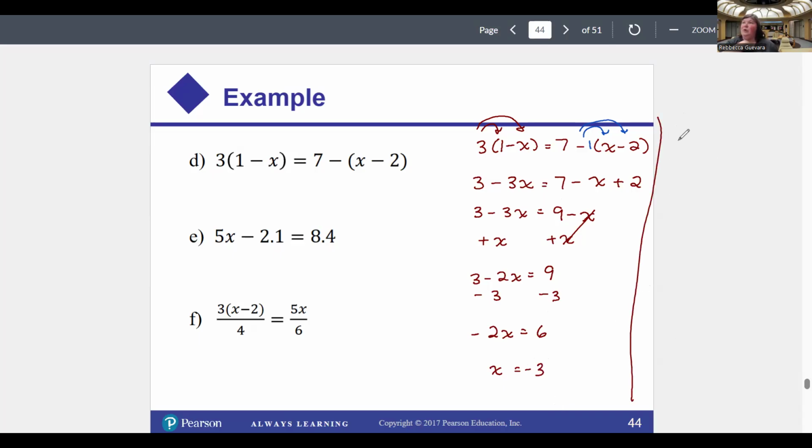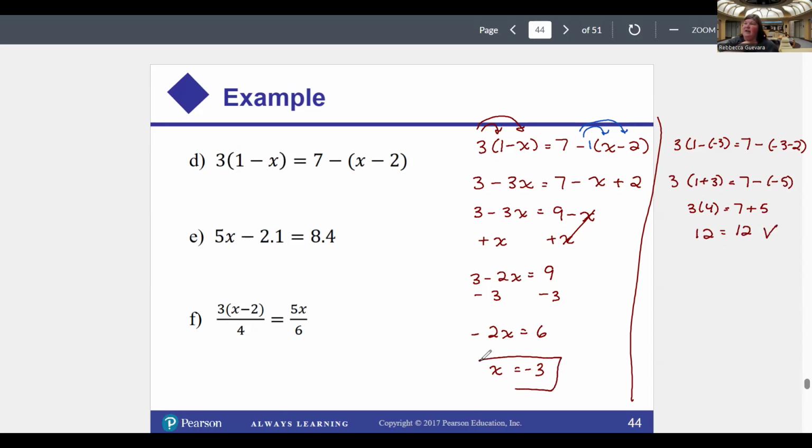Like I said, we should always check. So 3 times (1 minus negative 3) equals 7 minus (negative 3 minus 2). So this is 3 times (1 plus 3) equals 7 minus negative 5. So this is 7 plus 5. This side here is 3 times 4, this is 12. And this is 12. This checks out. Yes, I have the right solution.